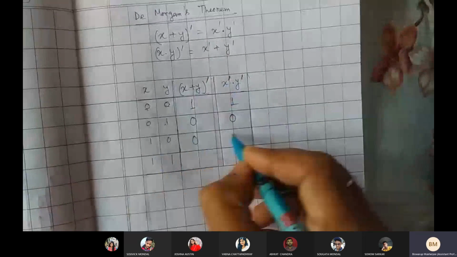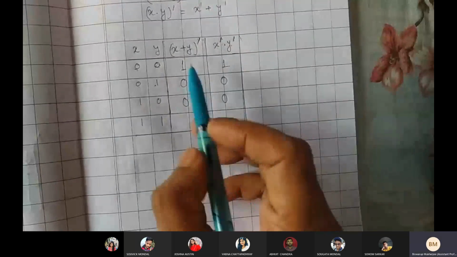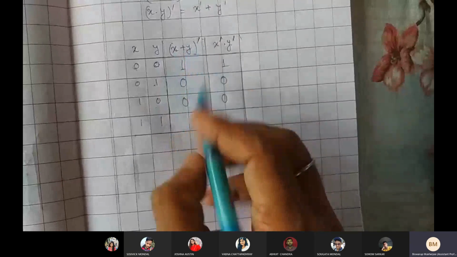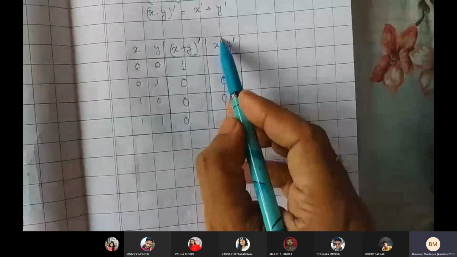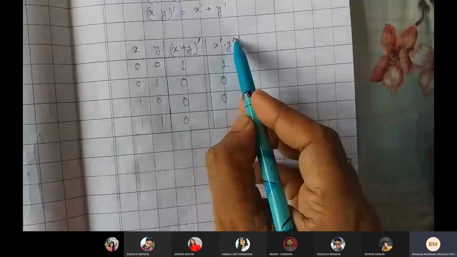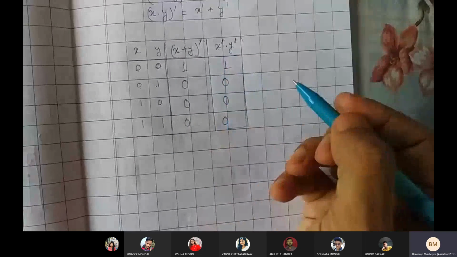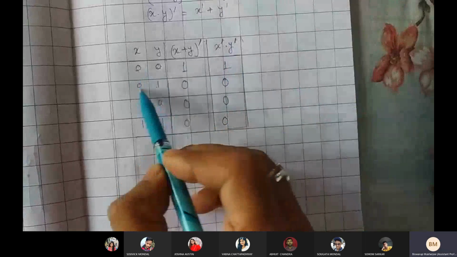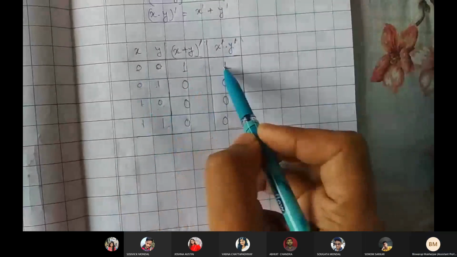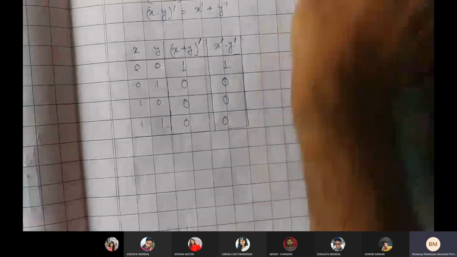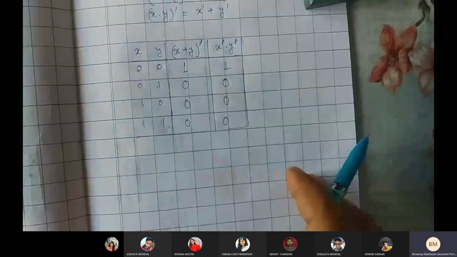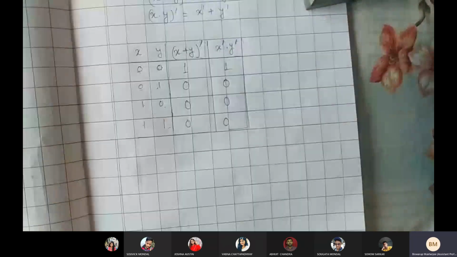Similarly, the other one will also be 0 0, and finally 1 1. If you go for 1 1, 1 plus 1 is 1, 1 complement is 0. Here 1 complement is 0, so 0 dot 0 will also be 0. So you can see for all four combinations, (x + y) complement is equal to x complement dot y complement, right? So we can say the first law can be proved easily. Okay.